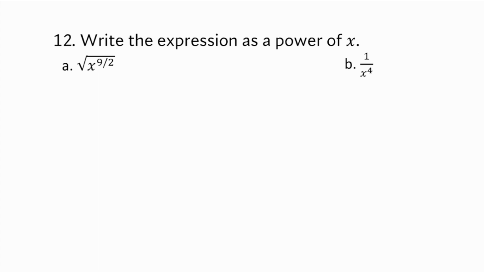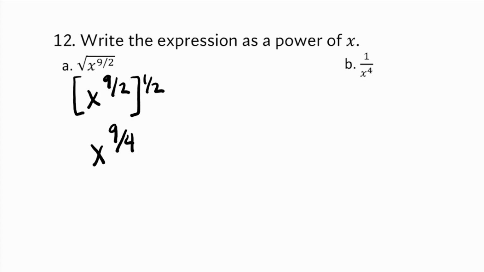Alright, now something a little old, I like that we're having this on here. The square root of x to the 9 halves. Well, that's like taking x to the 9 halves and taking it to the 1/2 power if I'm taking the square root of it, right? So I would multiply these exponents, and I would say that that is x to the 9 divided by 4.